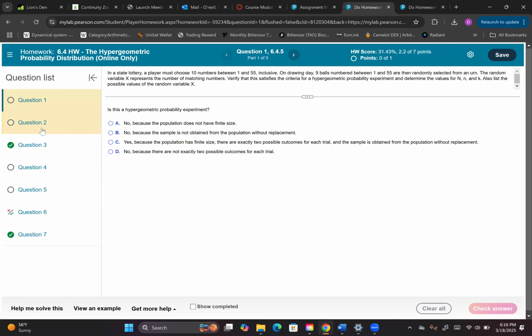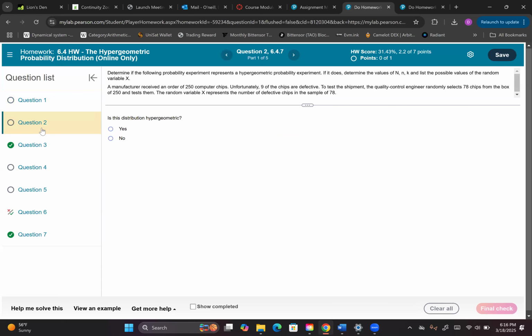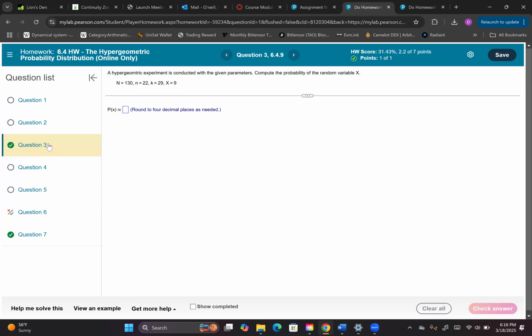So let's go to question 2. Here's a perfect example. A manufacturer receives an order of 250 computer chips. 9 of the chips are defective. That's the bad part, so that's what we have to factor in. To test the shipment, the quality control randomly selects 78 chips from the box of 250 and tests them. The random variable X represents the number of defective chips. So that's going to be hypergeometric. In the next one, I'll show you how to calculate it.